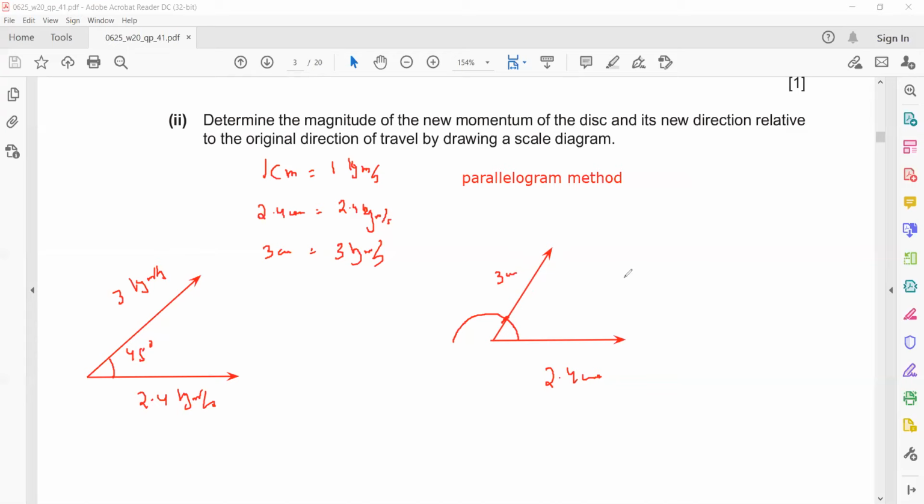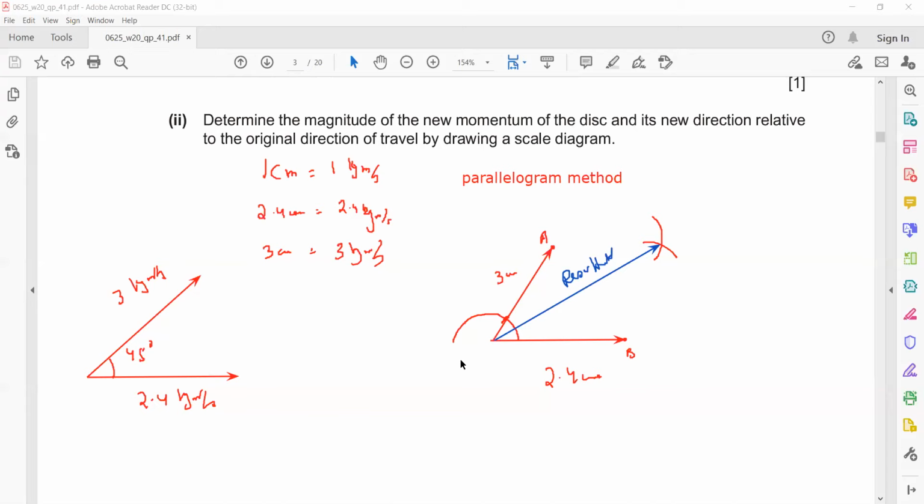Now you need a diagonal. How do you find a diagonal? You can open a compass to a length of 2.4 and place it on the opposite side, like at point A, and draw an arc of length 2.4. Then open the compass to 3 centimeter, place it on point B and draw an arc. Join the point where the two arcs intersect to get the diagonal of the parallelogram, and this diagonal is our resultant.